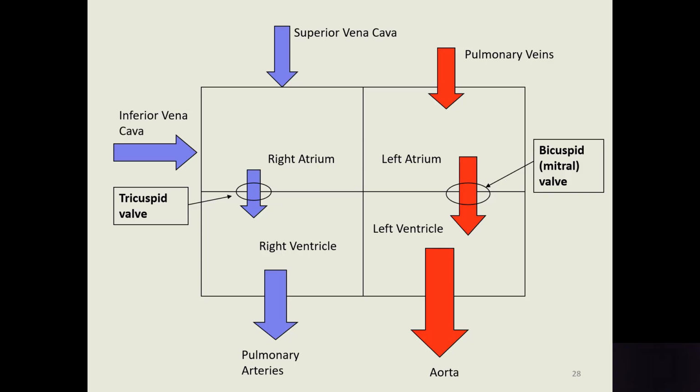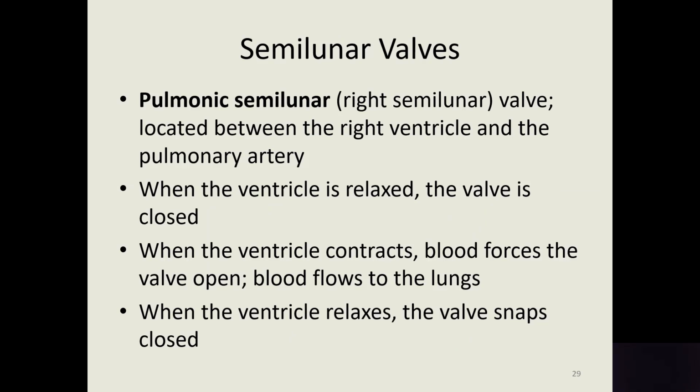And if you can't remember which side is which, you can remember, try it before you buy it. So the tricuspid is between the right atrium and the right ventricle, and the bicuspid or mitral valve is between the left atrium and the left ventricle. The semilunar valves are named because they look like half moon shapes. So semilunar just means half moon.